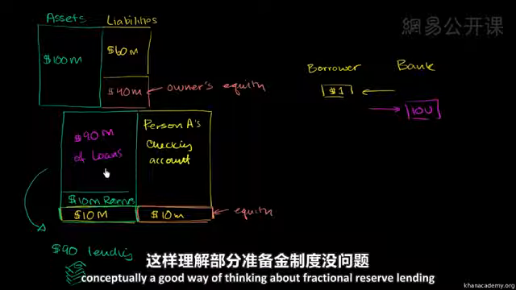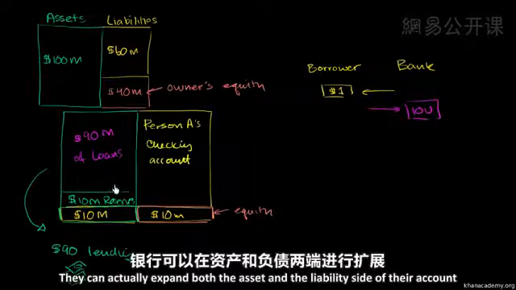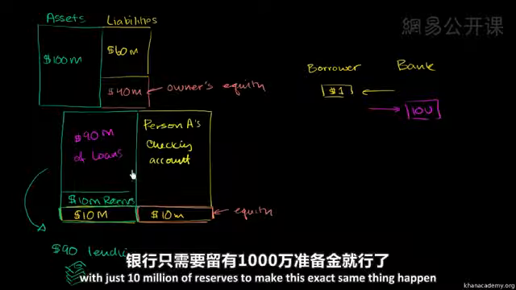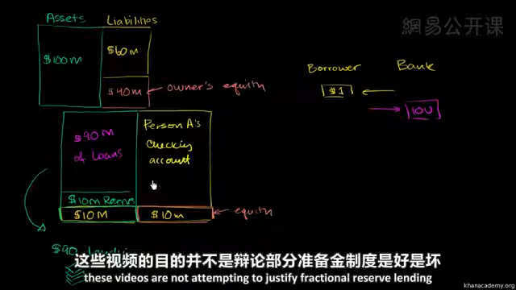Now, what I want to do in this video is to clarify that this is conceptually a good way of thinking about fractional reserve lending, but what the bank can actually do is slightly different than this. They can expand both the asset and the liability side of their account with just $10 million of reserves to make this exact same thing happen.